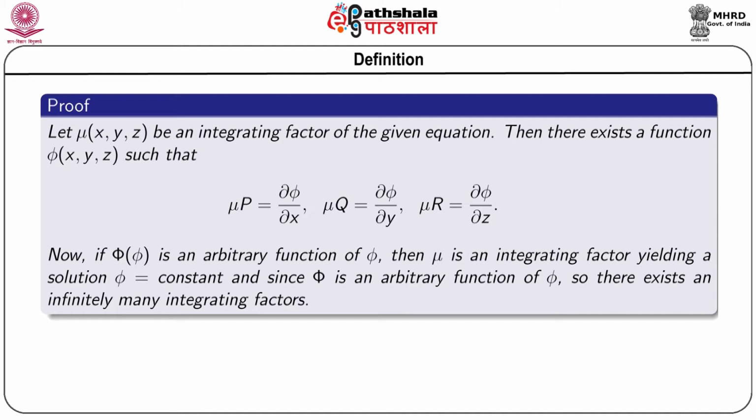Now, replacing phi by its expression in terms of x, y, z, we get a solution in the form f(x, y, z) equals c. That means this is the integral or a solution of the given differential equation X dot dr equals 0, or in other words, we can say that the Pfaffian differential equation X dot dr equals 0 is integrable.